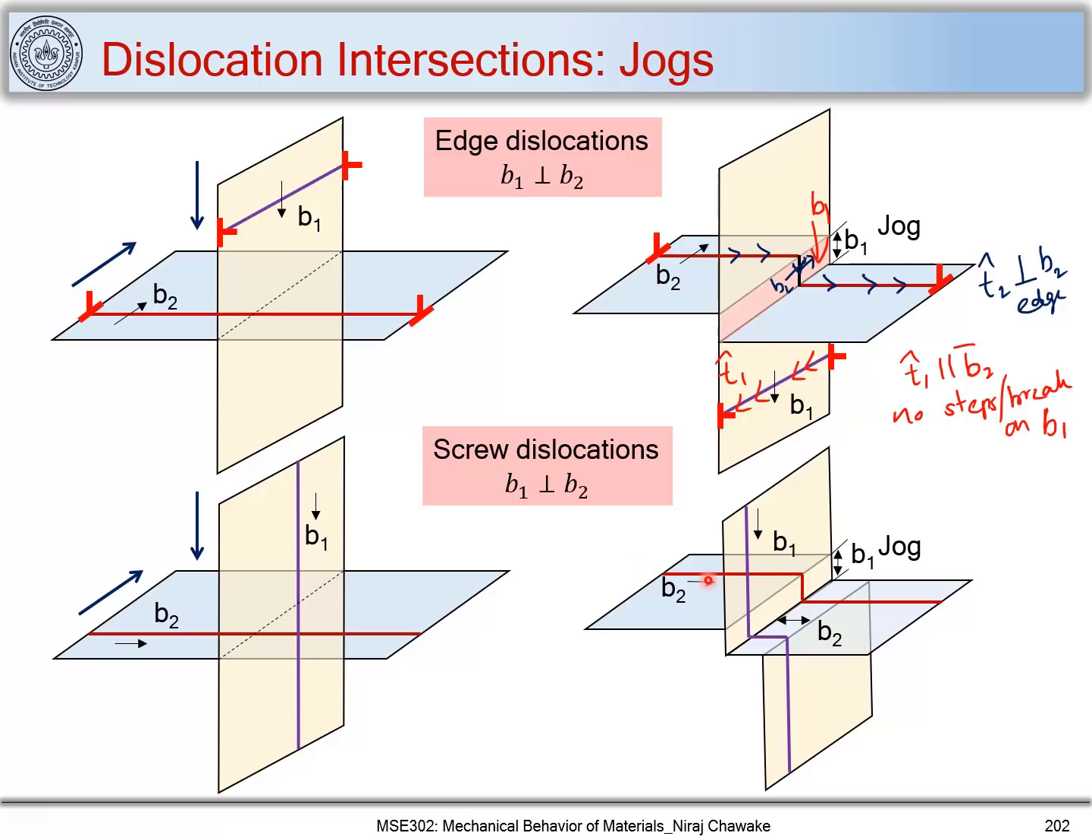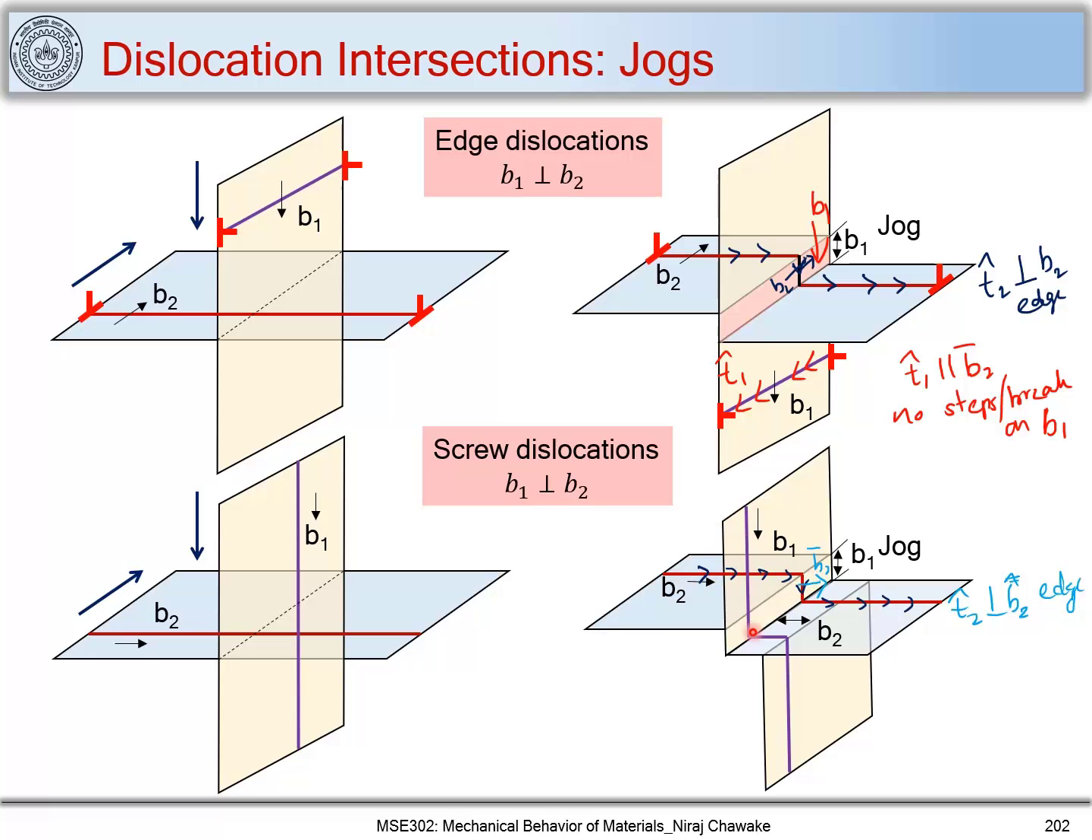To do that, we have to find out the tangent vector and the Burgers vector. So let's look at that also. I'm marking a tangent vector for B2 in this direction, and the Burgers vector will be invariant for this dislocation and it will be in this direction. You can see that the tangent vector T2 is perpendicular to B2. So this is nothing but an edge character. So you have an edge character of this jog which is formed on this screw dislocation.